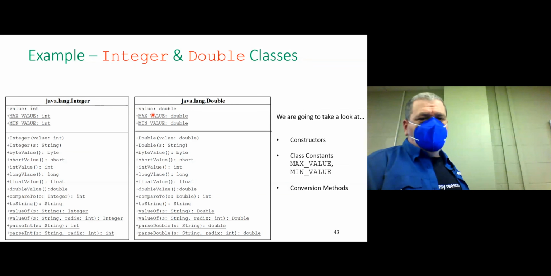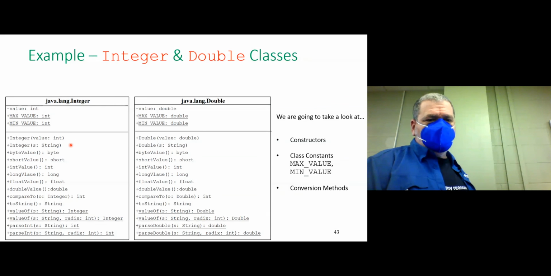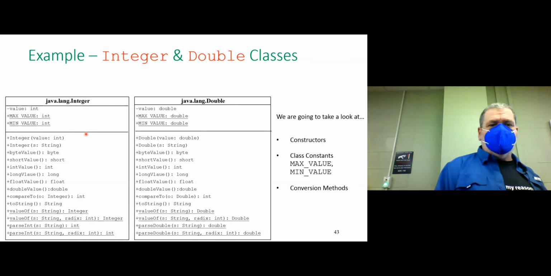So we have a bunch of attributes. We have a bunch of constructors. So two constructors here on the left, two constructors on the right. The first constructor takes an int value. Well, that's for the class Integer.